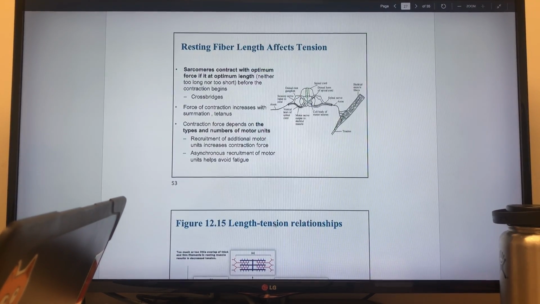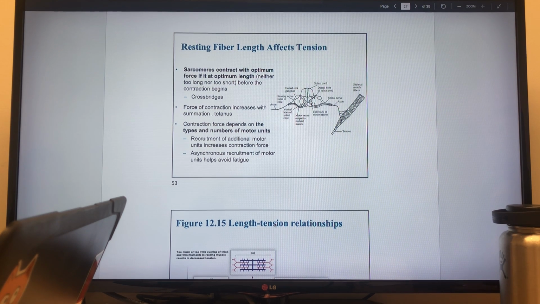So this part is talking about how the resting fiber length affects your tension on the muscle. She didn't actually go into a lot on this one. She basically skipped it and said we're going to jump to smooth muscle. Was this the day that the fire alarm happened? Yes. But basically, your sarcomeres contract with an optimum amount of force.